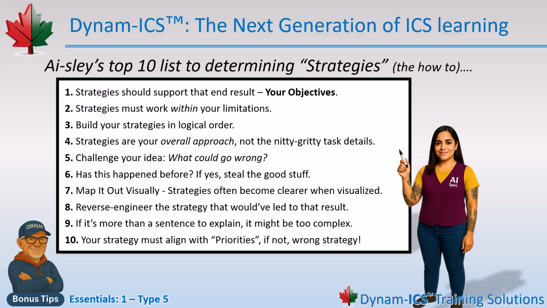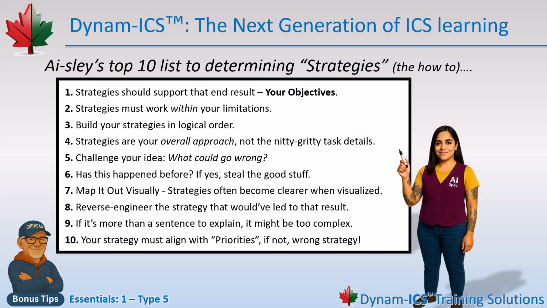5. Challenge your idea. What could go wrong? Ask the what-if questions before reality answers them for you. A good strategy can handle a few bumps. A bad one blows apart on the first pothole. 6. Has this happened before? If yes, steal the good stuff. There's no prize for reinventing the wheel. If someone already figured out a good strategy, borrow it, adjust it, and own it. Experience is free tuition if you're paying attention.